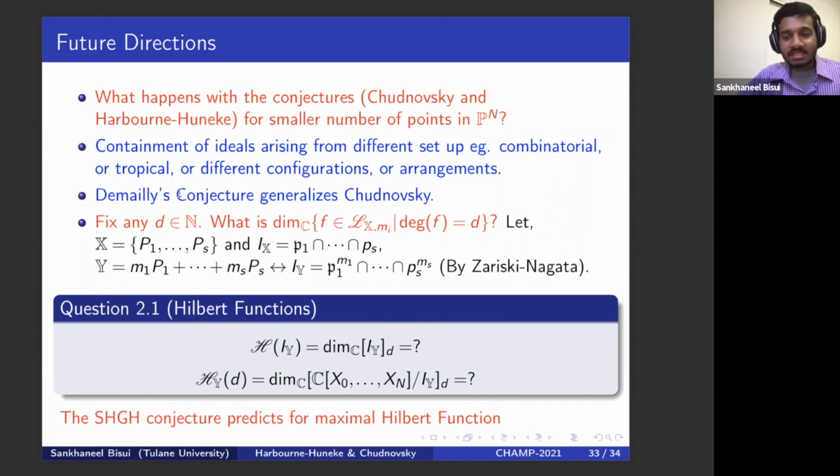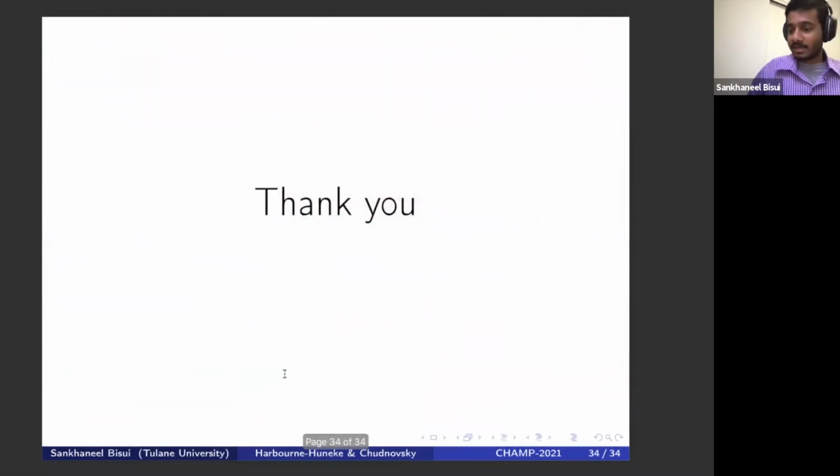Our result about de Mailly's conjecture does depend on the bound on the number m. I would like to investigate more to see how I can get rid of that m. Lastly, I'm interested in seeing the Hilbert function of the fat point scheme. The well-known SHGH conjecture predicts the maximality of the Hilbert function. So I'm interested in studying that conjecture also. And thank you for listening.